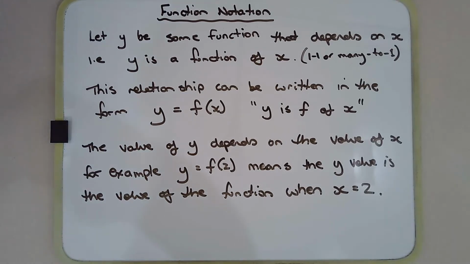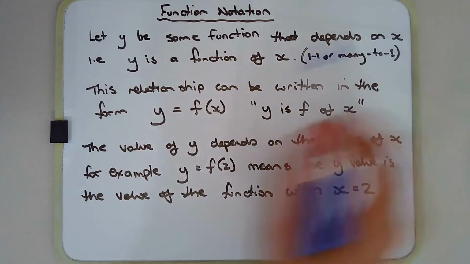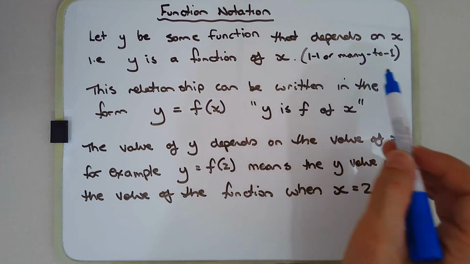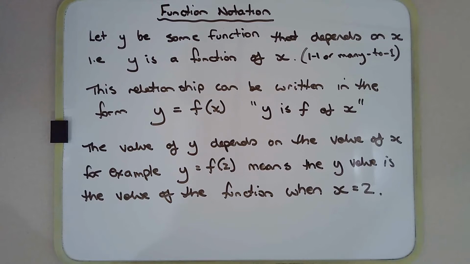So let's introduce some notation to indicate that we're talking about a function when dealing with relationships involving variables. We'll use x and y in our video here. So let y be some function that depends on x. So y is dependent, x is independent. In other words, y is a function of x, either one-to-one or many-to-one. Okay, so that's described in a previous video.